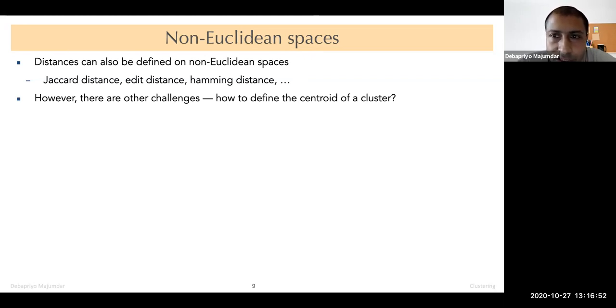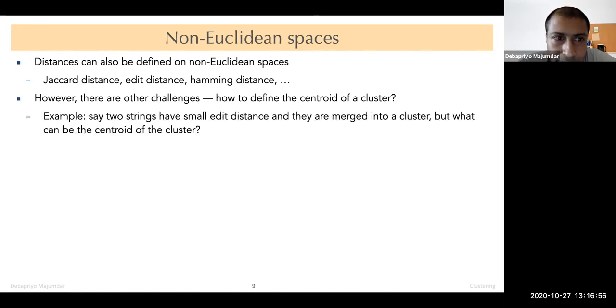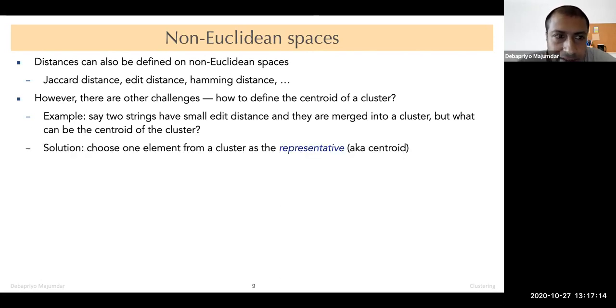The challenge is how do we define the centroid of a cluster, right? Let's say two strings, right? So two words or two strings have small edit distance and then you merge them into a cluster. But what can be the centroid of the cluster? Here, obviously, we cannot average two strings and take the average, right? That's not defined. So what we have to do in this case is choose one element from the cluster as a representative or similar to centroid.